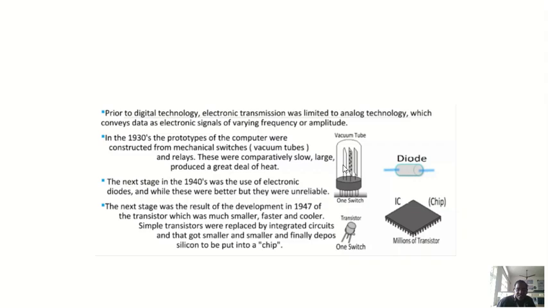Once upon a time we were using the vacuum tube. In the 1930s, the prototypes of the computer were constructed from mechanical switches, that is vacuum tubes, and relays. These are comparatively slow when compared to other technology. Very slow, very large, and they produce a great deal of heat. These are the disadvantages of the vacuum tube.